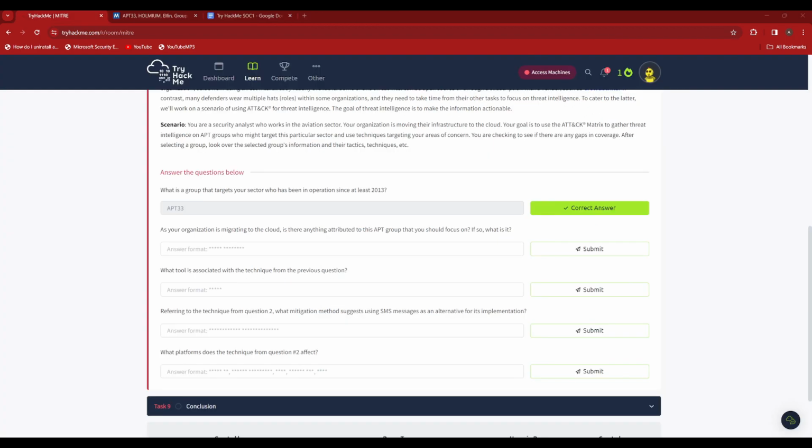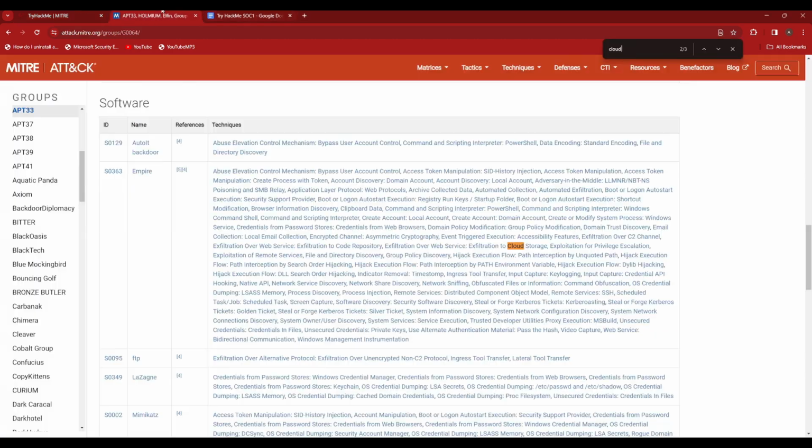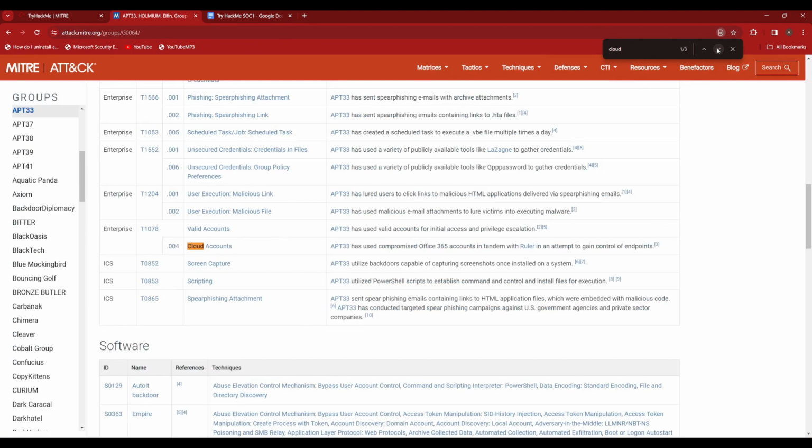For the next one, I was a little stumped, but I thought about it, was looking for the cloud, so I did another Control F to search for any words that dealt with cloud to see if there were any descriptions, and I found something called cloud accounts. So let's try that out.